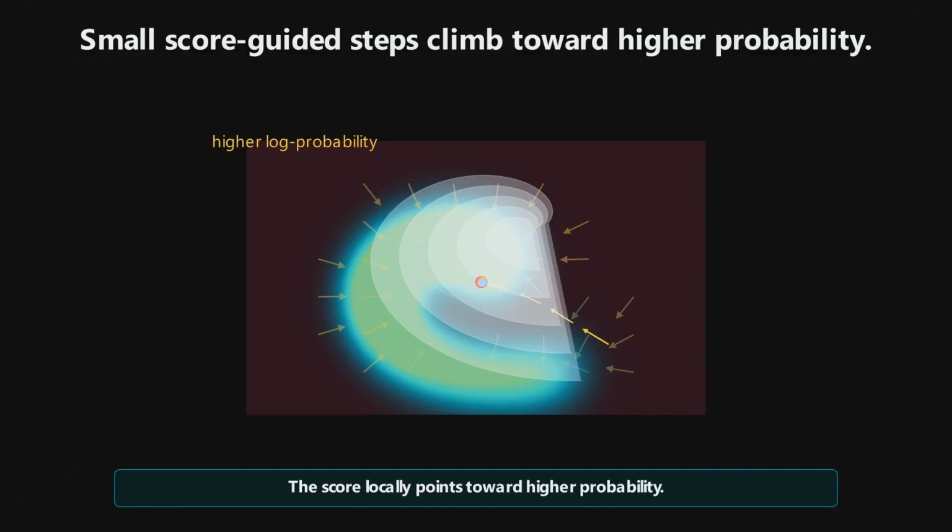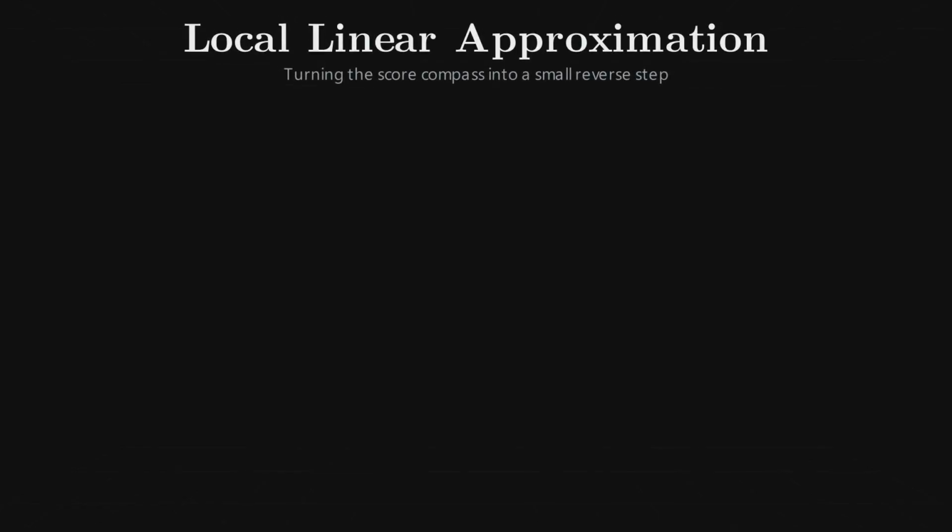Not one giant jump from noise to data, but many small probability-guided steps. The score is the compass. The data manifold is home. And the noisy point is just trying not to get eaten by birds. Now we need to turn this compass into an equation.